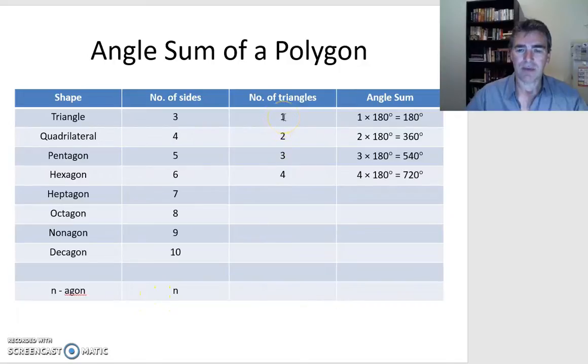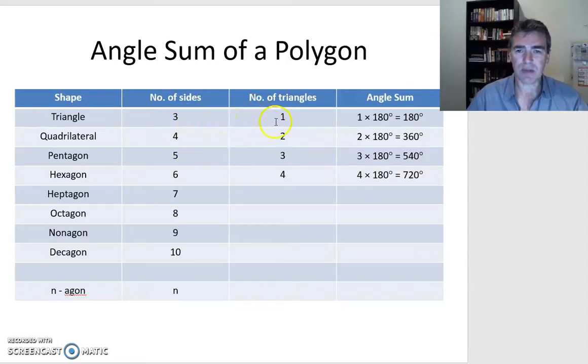Now from our previous lesson a couple of minutes ago, we had a look at how a triangle with 3 sides can be split up into one triangle. So one lot of 180 is 180. A quadrilateral into 2 triangles. Our pentagon into 3. Our hexagon into 4. So what you can see there seems to be a bit of a pattern in what's going on. The number of sides and the number of triangles, they all seem to be 2 less.